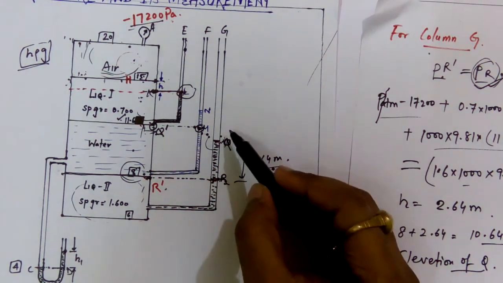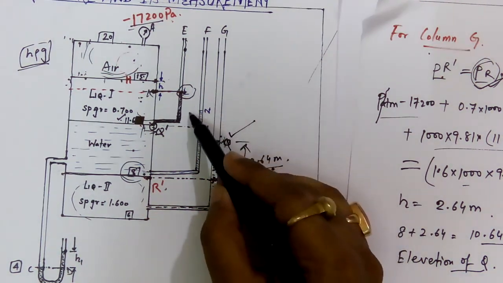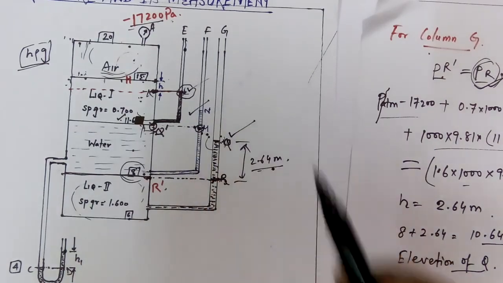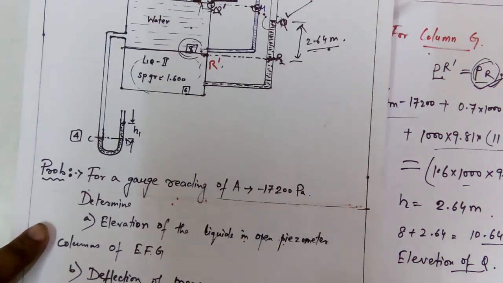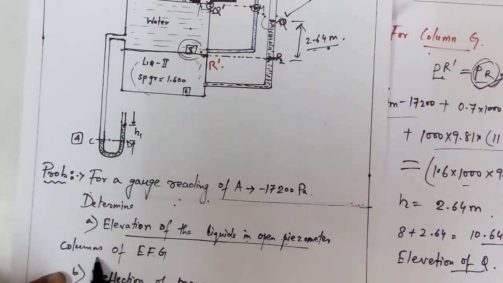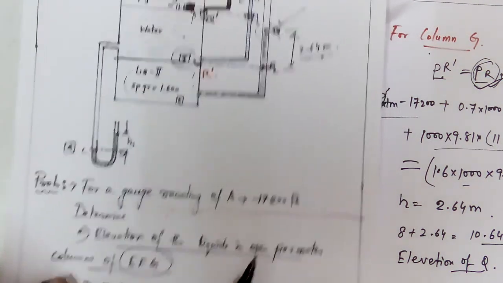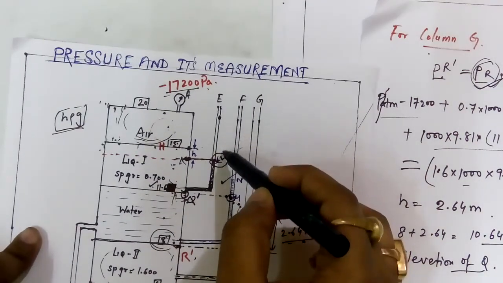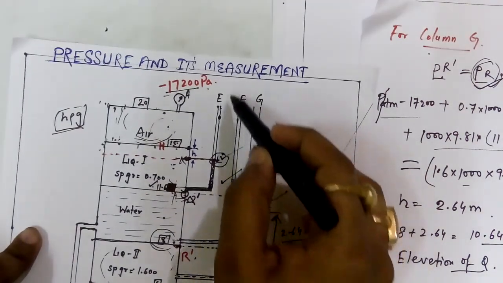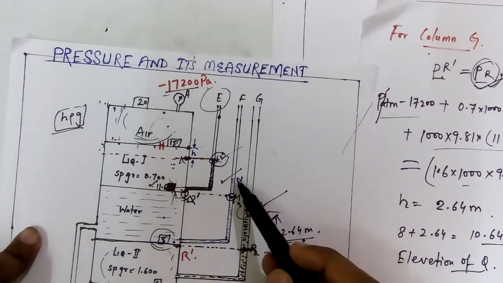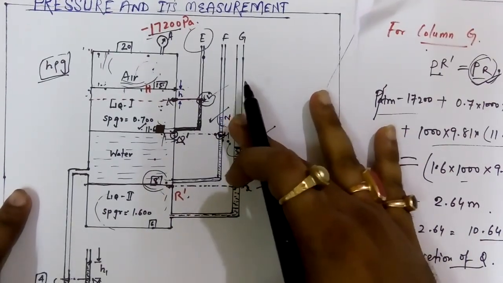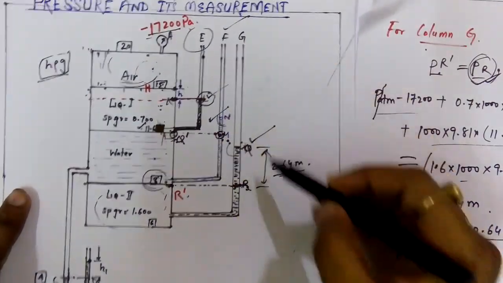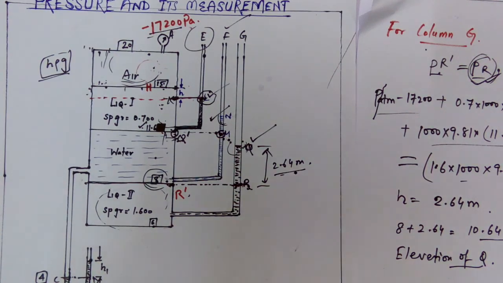Okay, so I have found out the elevation of Q, I have found out the elevation of N, and I have found out the elevation of L. That means we have found out the elevation of the liquids in open piezometer columns E, F, G. We have found this L value for column E, this N value, its height from the datum, for column F, and similarly for column G also.